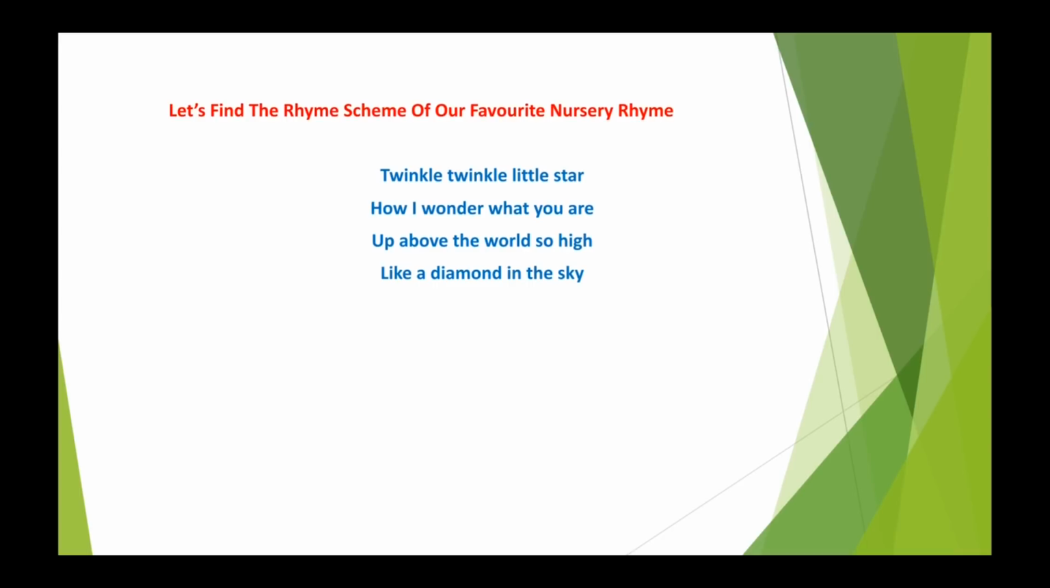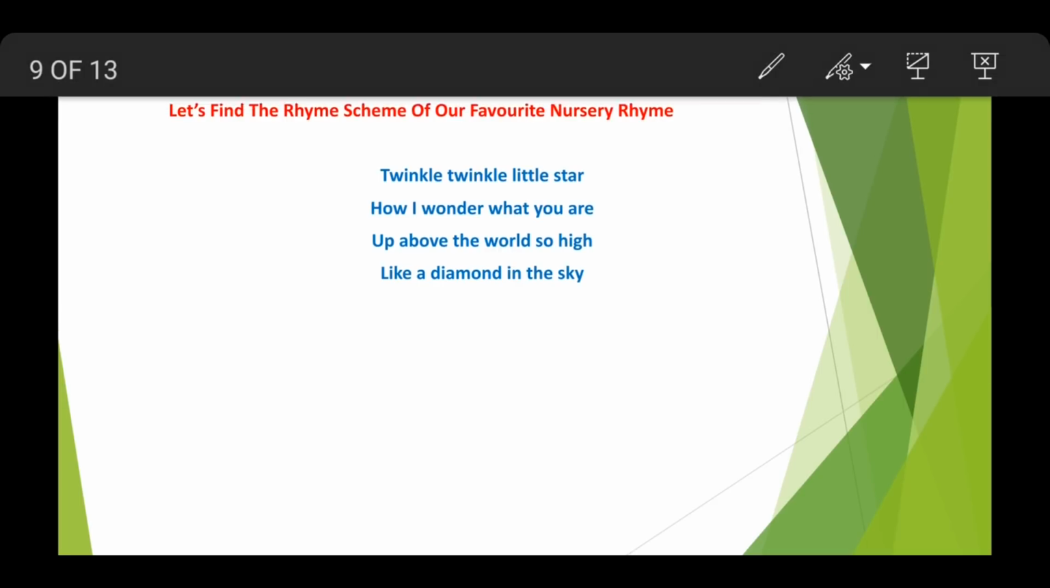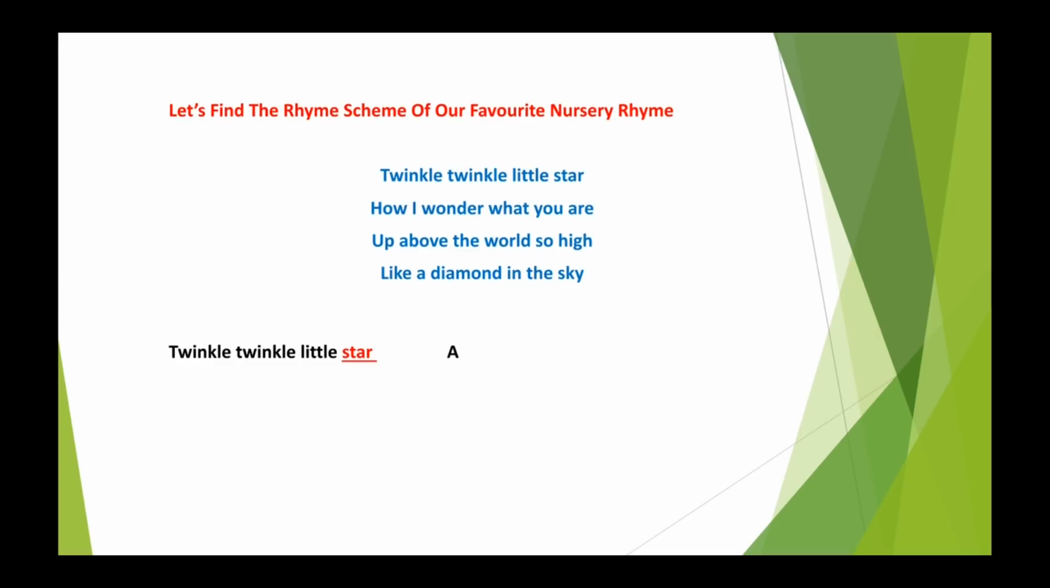Okay, now do you remember your favorite nursery rhyme? Twinkle, twinkle, little star, how I wonder what you are, up above the world so high, like a diamond in the sky. Now, we all have learned this poem, but now we will find out the rhyme scheme of this poem. Twinkle, twinkle, little star. So, here we can see star.